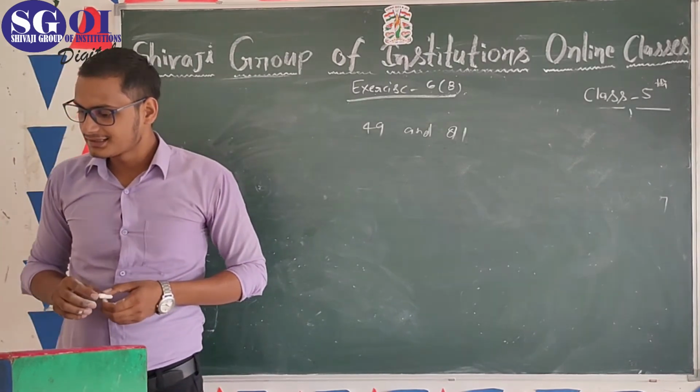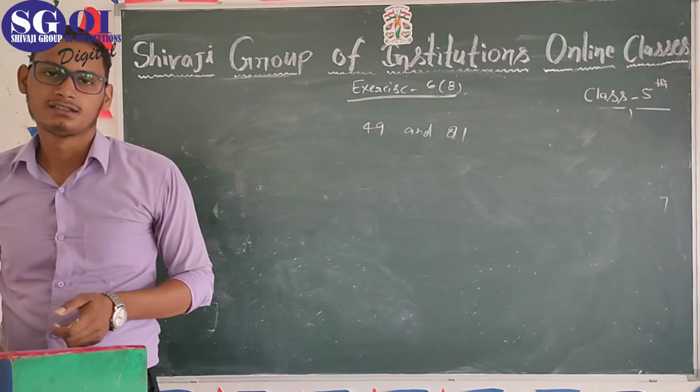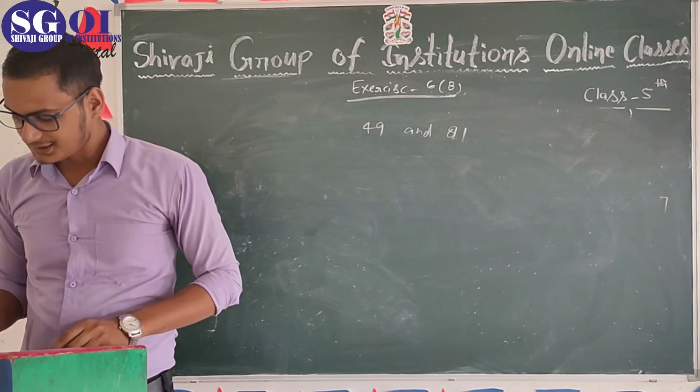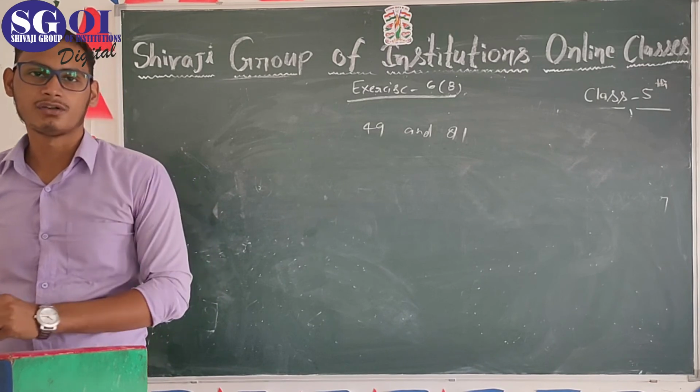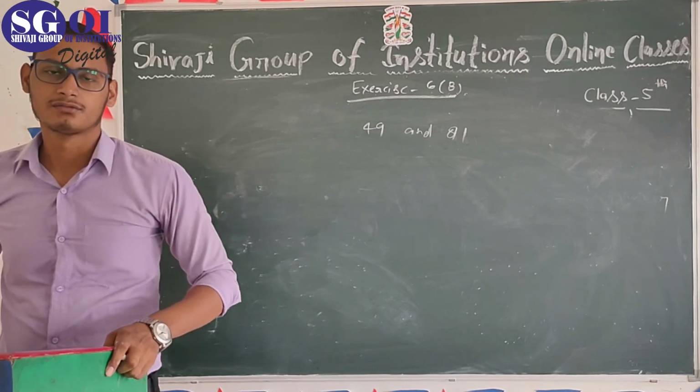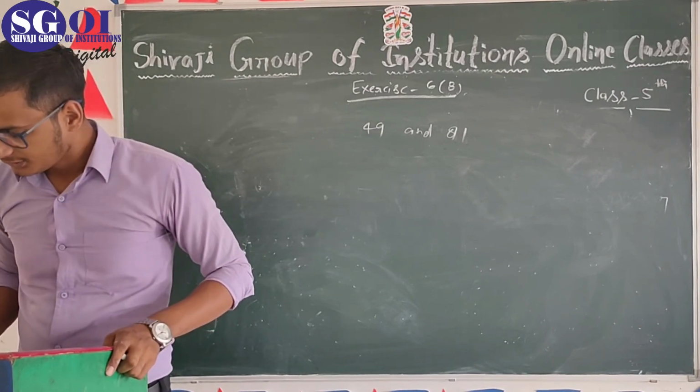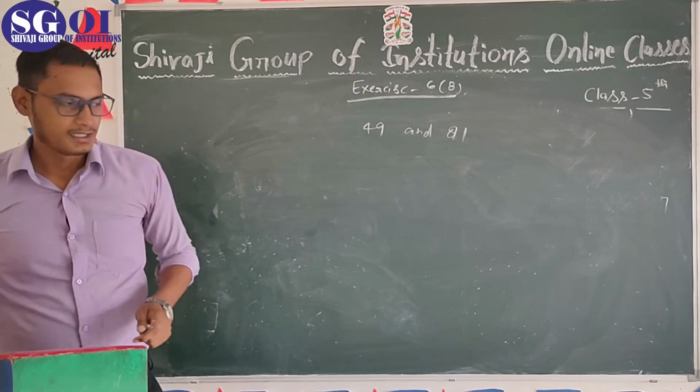Students, your exercise 6B is finished. In our next class, we will start from exercise 6C, based on divisibility rules. Okay, divisibility rules. So it's enough for today.